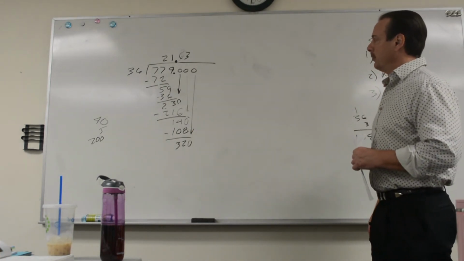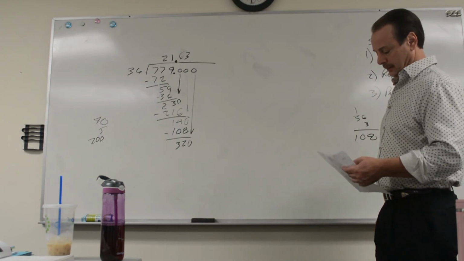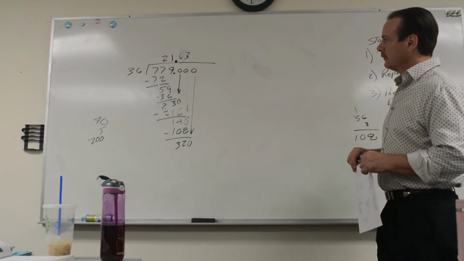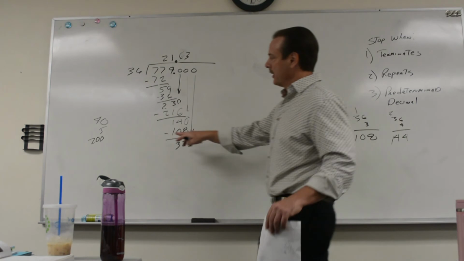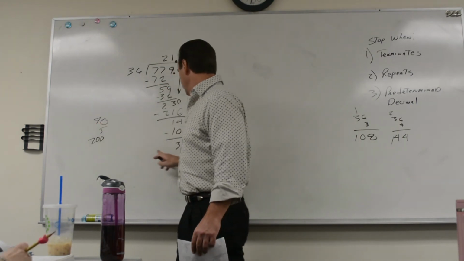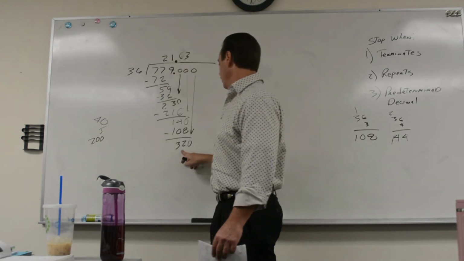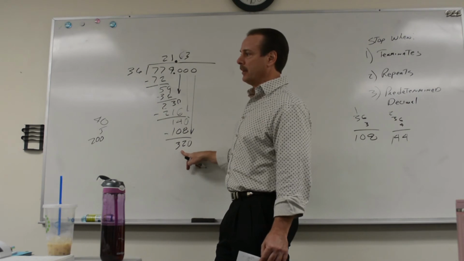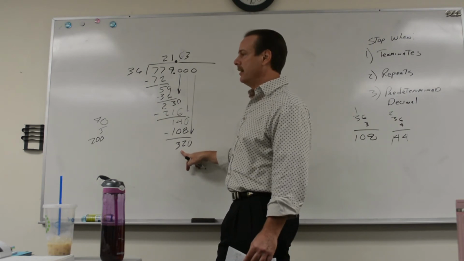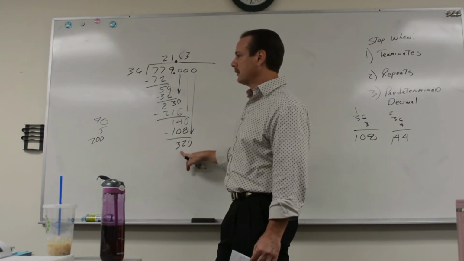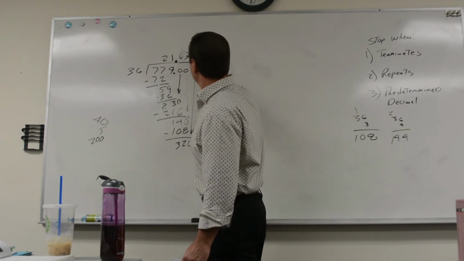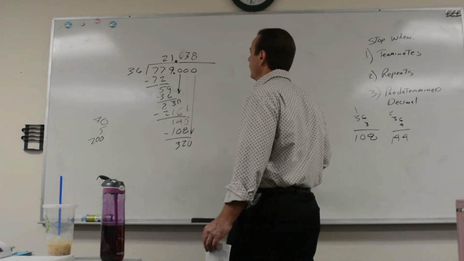What should we use for our next number? Well, going back to estimate this as 40. 40 goes into 320 about how many times? 7, let's say 8. Let's try 8. So 8 times 30.